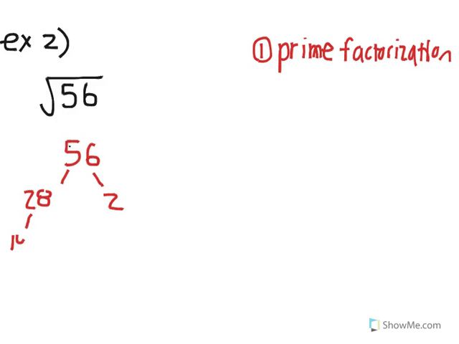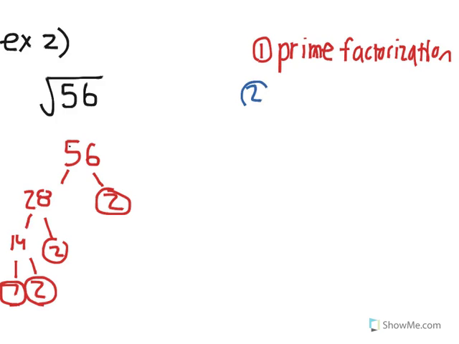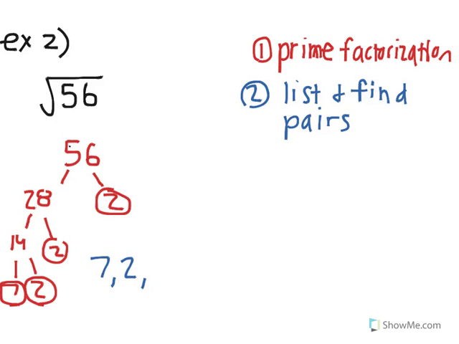I could do 14 and 2. 2 is a prime number, I have to stop. And I circle it when I get my prime numbers. 14 is 7 and 2. 7 is a prime number, I have to stop. 2 is a prime number, I have to stop. So now I have my numbers, so I list them out and find pairs. So I have 7, 2, 2, and 2.